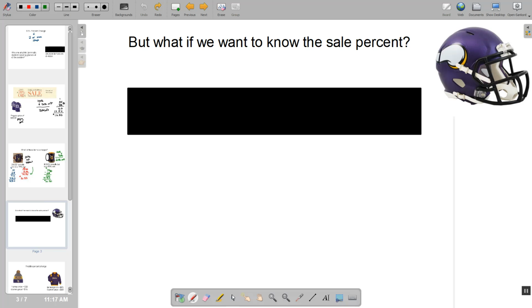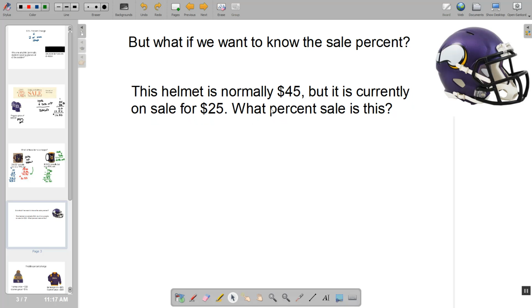So what if we already know the sale, and we want to find the sale percent? We're given the sale and we want to know what percent sale that is. So this helmet is normally $45, but it's currently on sale for $25. What percent sale is this?